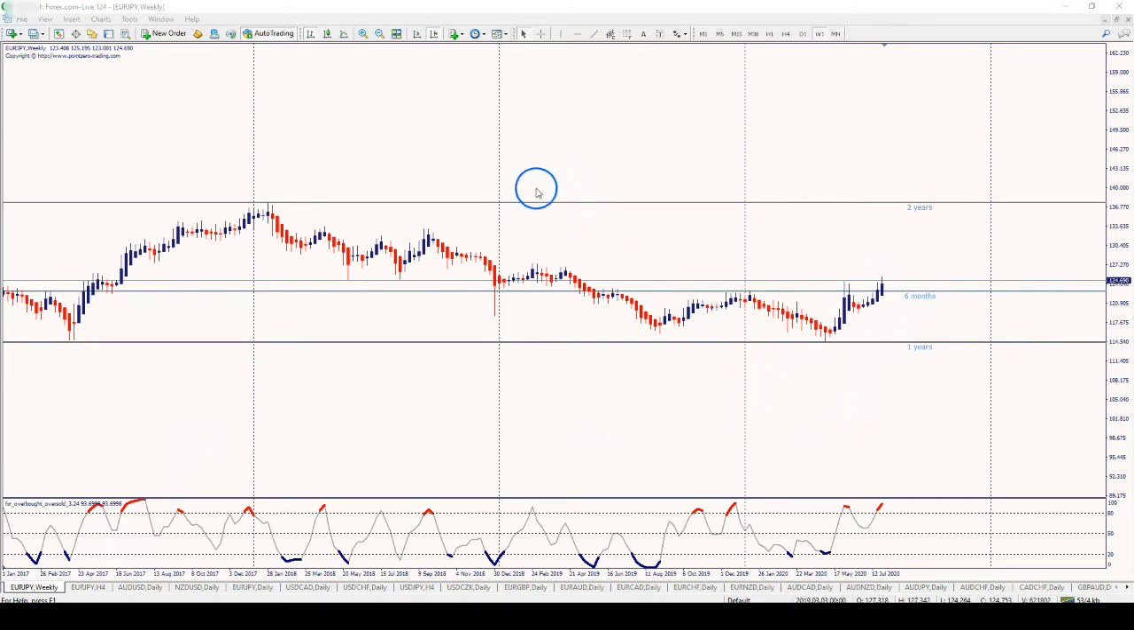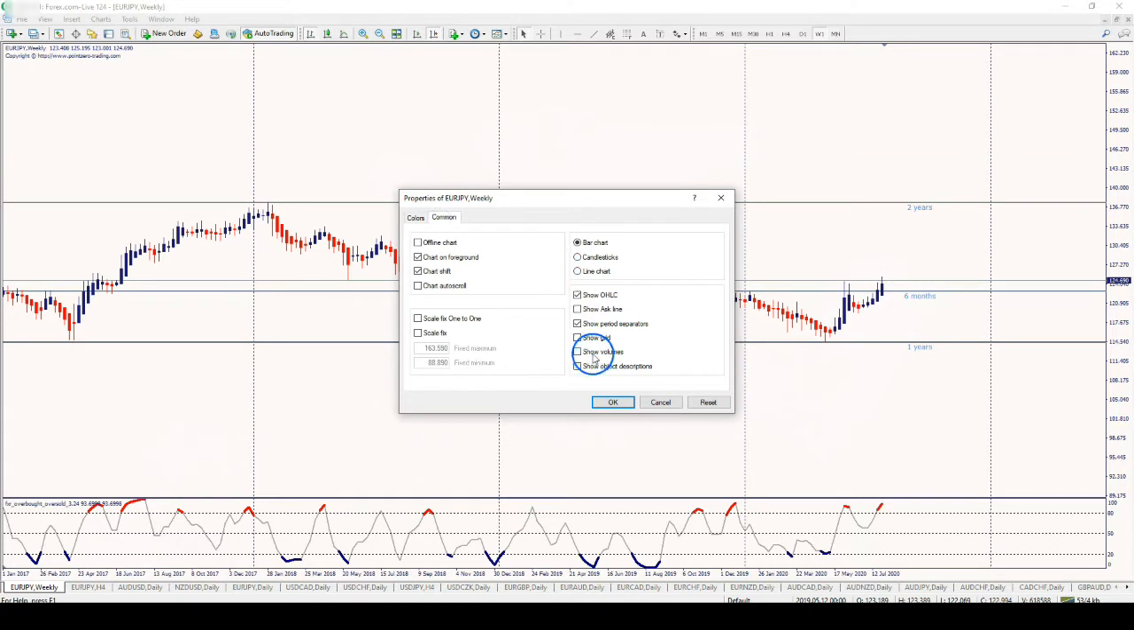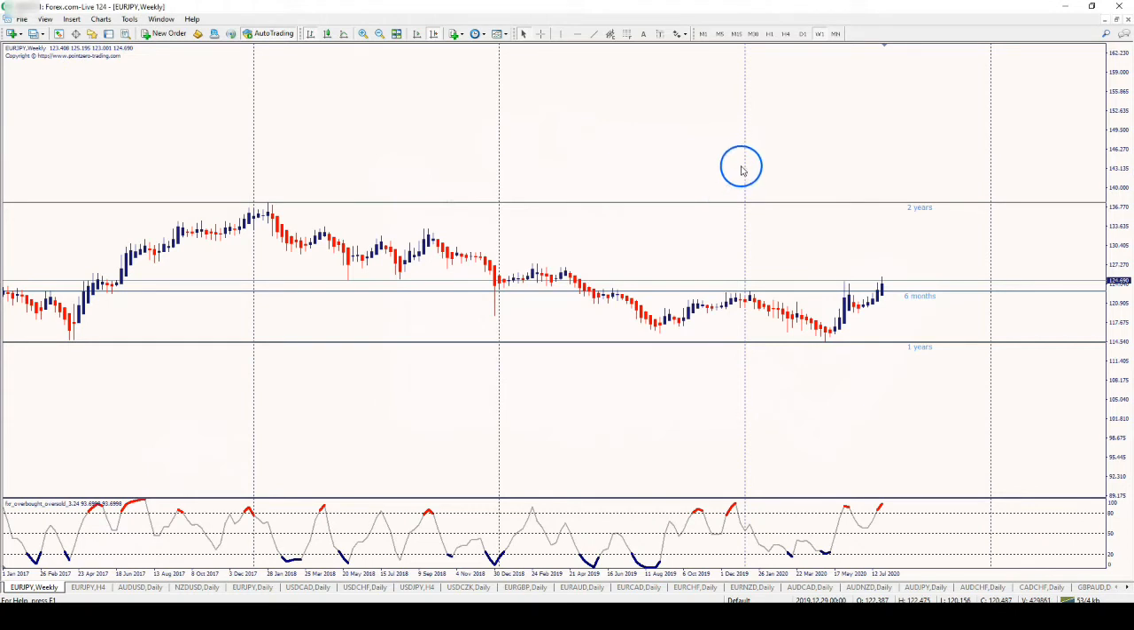If you're using MT4, and you place the session break lines on your platform, you would click properties, go right here to where it says common, and make sure that this box is checked, show period separators. Once it's checked, you're going to get this line right here. This line is going to appear on your charts.